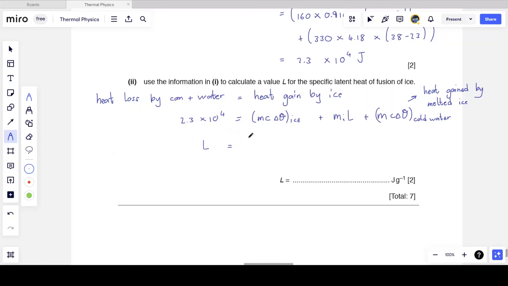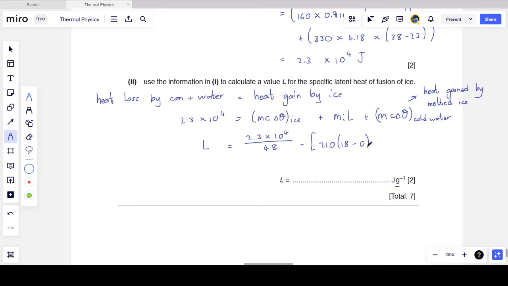So then all that's left is very simple algebra. L is, I'm just going to put the values in now, 2.3 times 10 to the power 4 divided by 48. I can leave my masses in grams because I'm asked to calculate L in joules per gram. And this is minus 210 times the temperature change of 18 minus 0. Again, we can always use temperature change as bigger minus smaller.